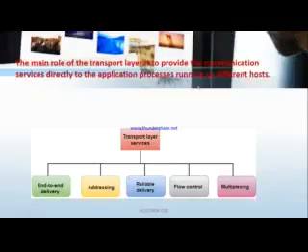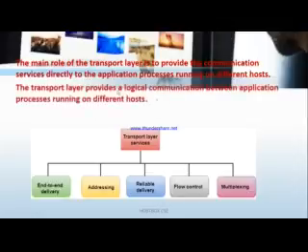So here the main role of the transport layer is what? To provide communication services directly to the application processes running on different hosts. Let's see, I'll show the diagram also. The transport layer provides logical communication between application processes running on different hosts. Moreover, the transport layer provides services like end-to-end delivery, addressing, reliable delivery, flow control, as well as multiplexing. And the SNMP also plays a main role.